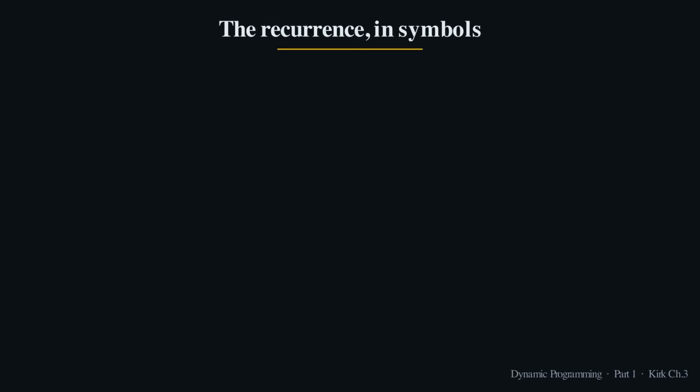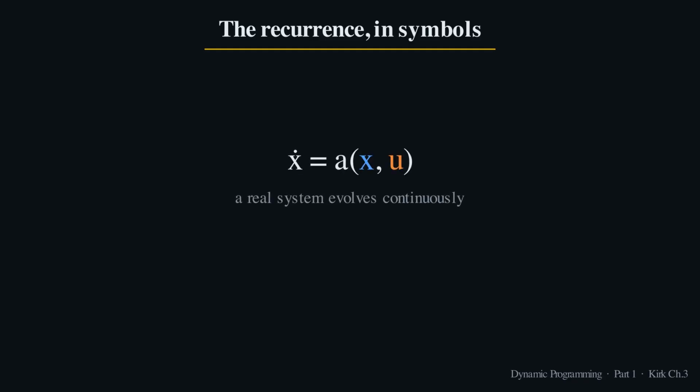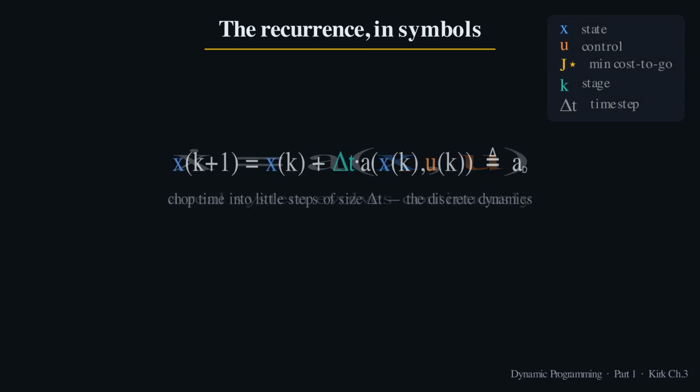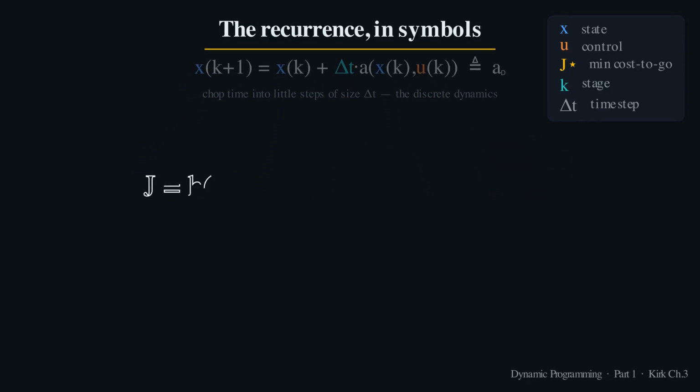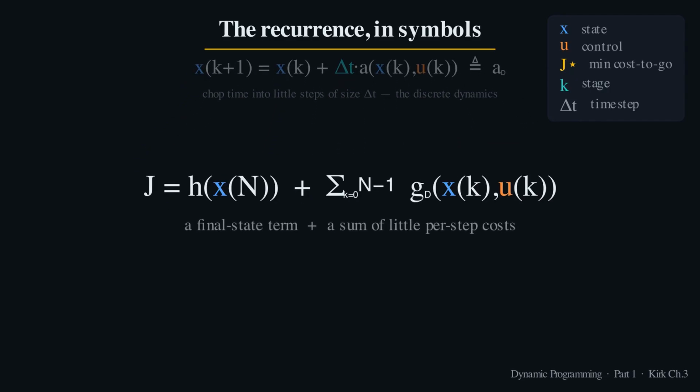Now let's write the machine down in symbols, once and for all. A real system evolves continuously, but we chop time into little steps of size delta t. Over one step, the state moves by delta t times its rate of change. Call where you land A sub d, the discrete dynamics. And the total cost becomes a final state term plus a sum of little per step costs, G sub d.